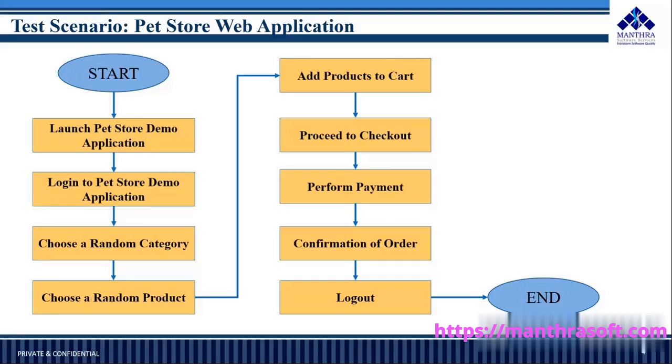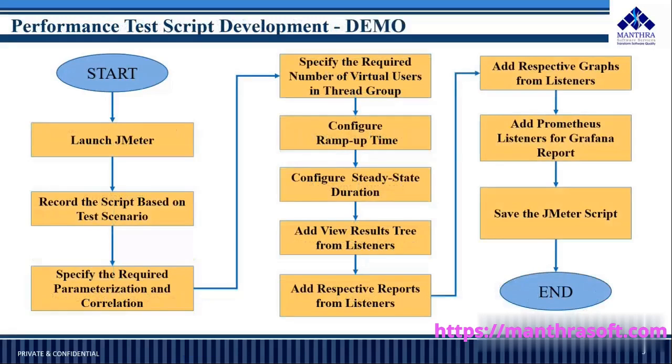Choose a random category. Choose a random product. Add products to cart. Proceed to checkout. Perform payment. Confirmation of order. And logout. Now let's see the performance test script development demo.